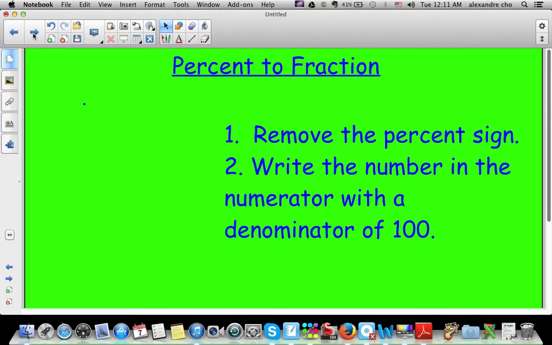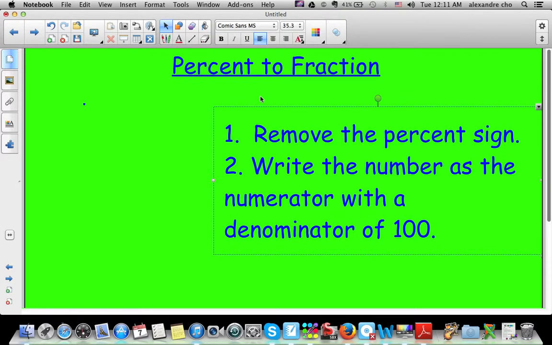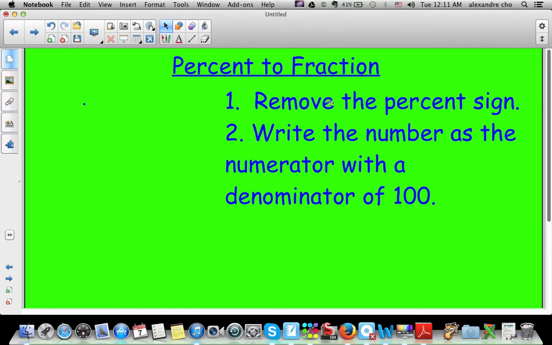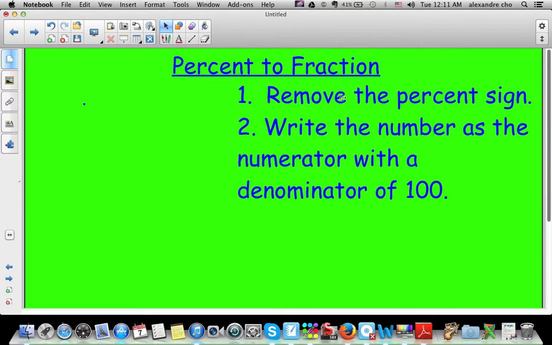Okay, a percent to a fraction. This one's really easy. We remove the percent sign. Write the number as the numerator with a denominator of 100. So copy that. We'll do a couple problems.